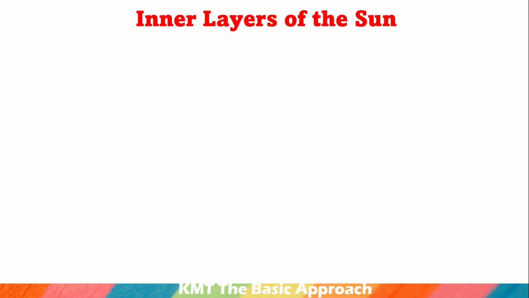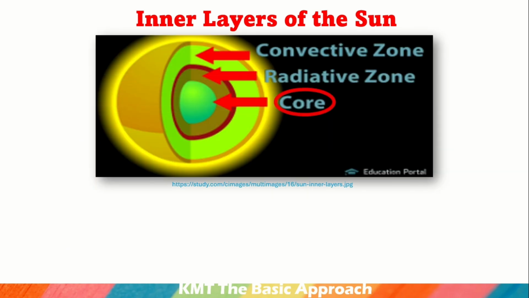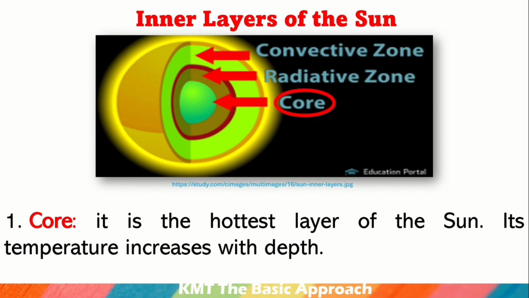Inner layers of the Sun. We have the core, radiative zone, and convective zone. Let's proceed first to number 1, core. It is the hottest layer of the Sun. Its temperature increases with depth.